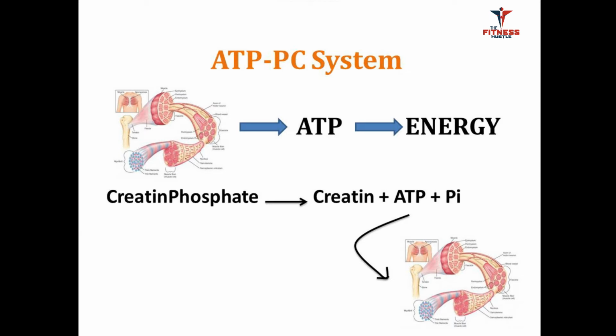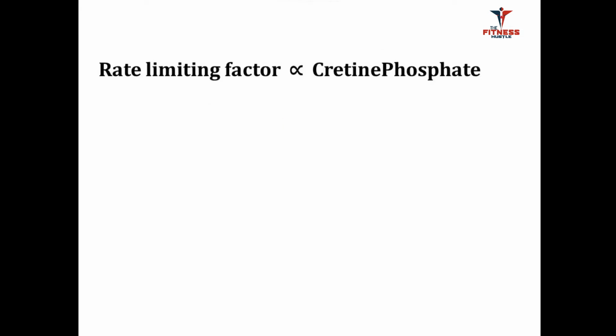The ATP-PC system is an immediate source of energy in which ATP is taken from the skeletal muscles and used to release energy. Later, the system will use creatine phosphate to produce ATP and creatine. This produced ATP is stored back inside the skeletal muscles. The rate limiting factor depends upon the creatine phosphate, which is why athletes use certain supplements.